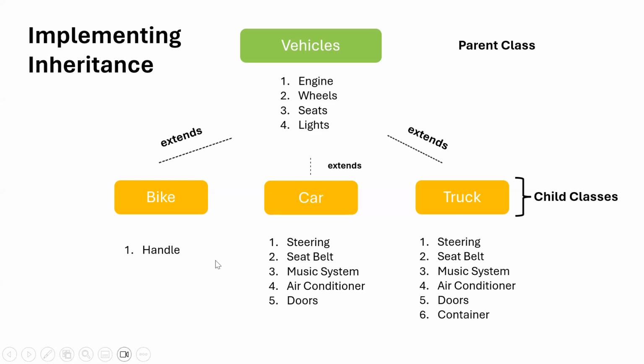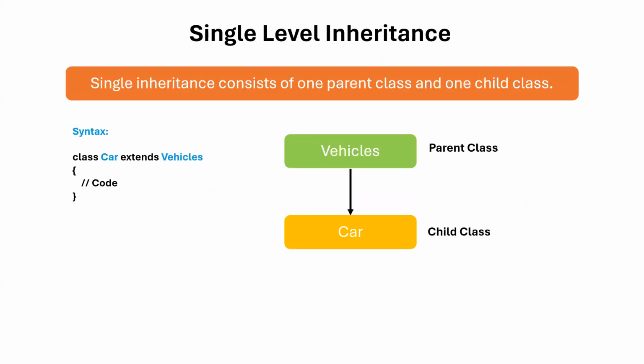Now, inheritance can be of different types. It can be single level inheritance, where it consists of one superclass and one child class. This is the way we have a vehicle class and we have a car class, one parent and one child class. This is known as single level inheritance.